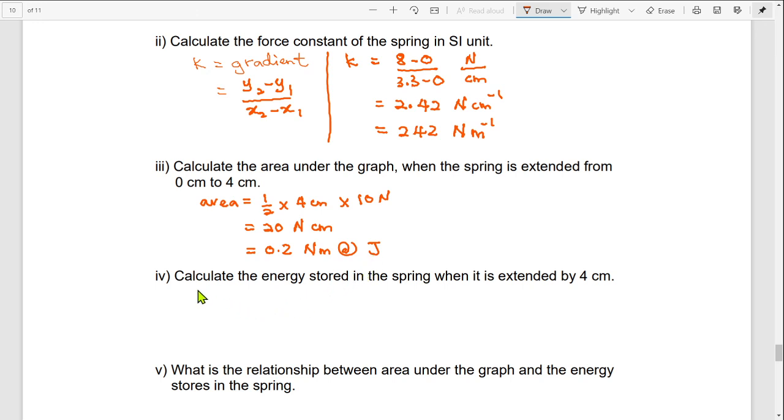Now calculate the energy stored in the spring when it is extended by 4 cm. So extended by 4 cm, meaning our extension is 4 centimeter. But then what is energy? How do we get energy from the graph just now? The energy being stored is our elastic potential energy, correct? This energy equals the area under the graph.